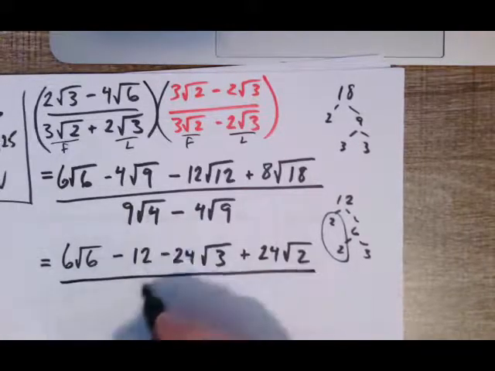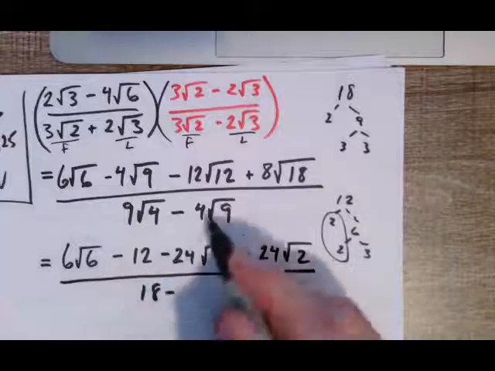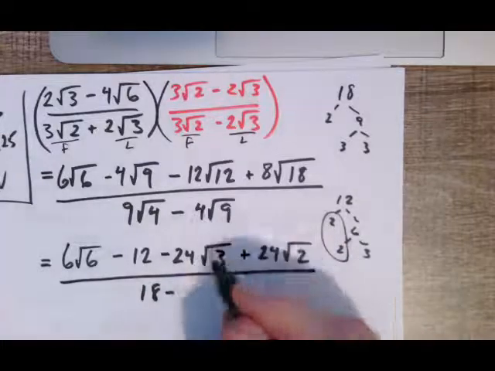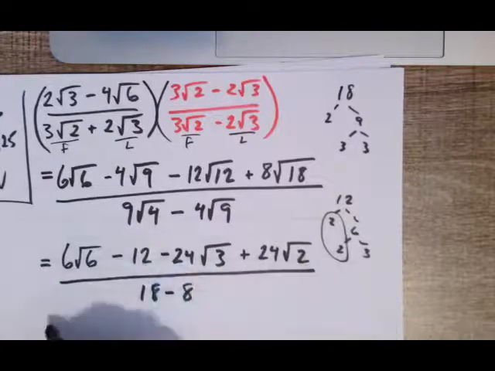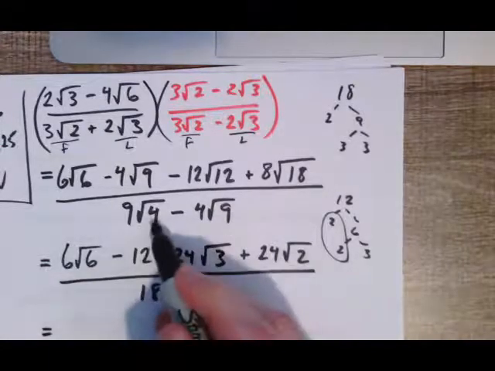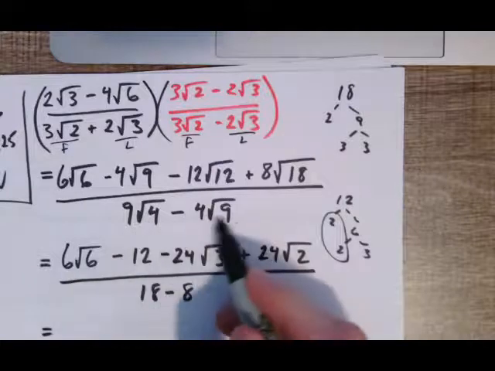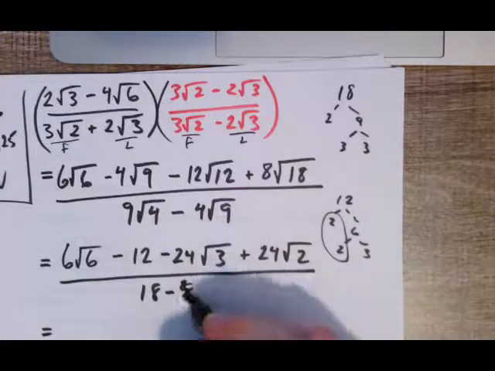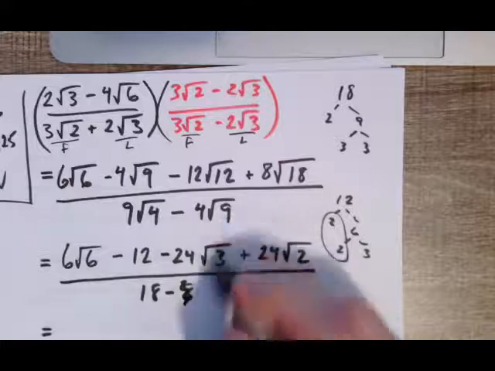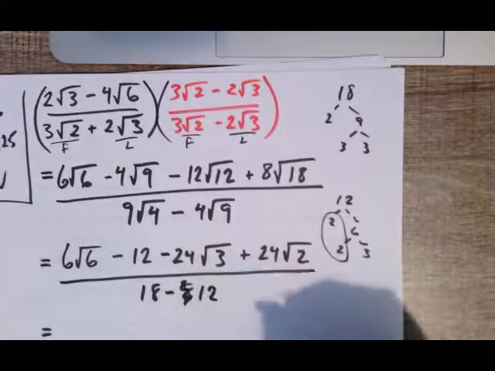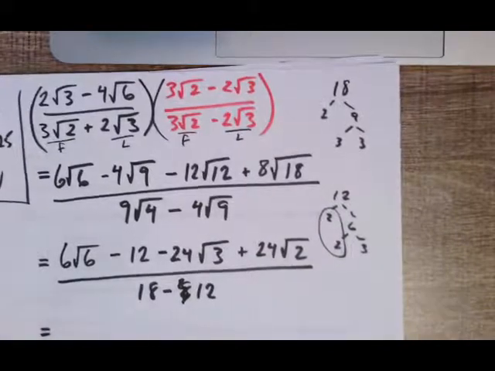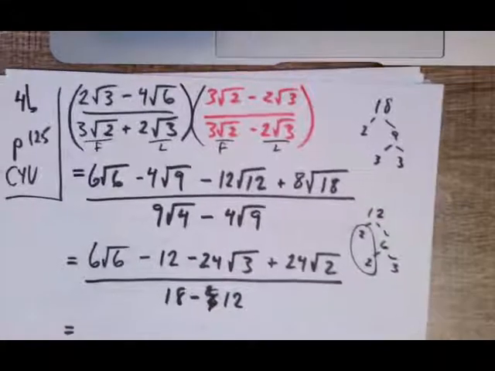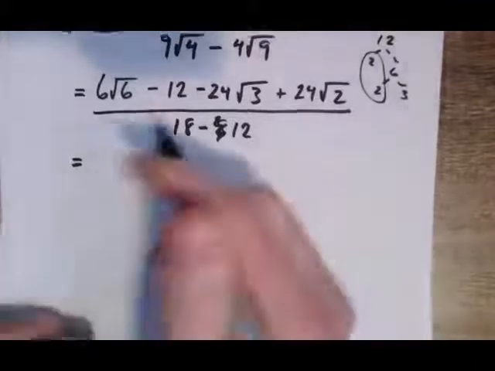9 times 2 is 18. Minus 4 times 2 is 8. So that's going to be 10 on the bottom, which means we're going to be able to do some canceling. Is that right? 9 times 2 is 18. 4 times 2 is 12. Oh, good thing I checked. The root of 9 is 3. 4 times 3 is 12. It's going to be 6 on the bottom. Sorry about that. So you got to go slow and not talk to people while you're doing it. Breaks your concentration.